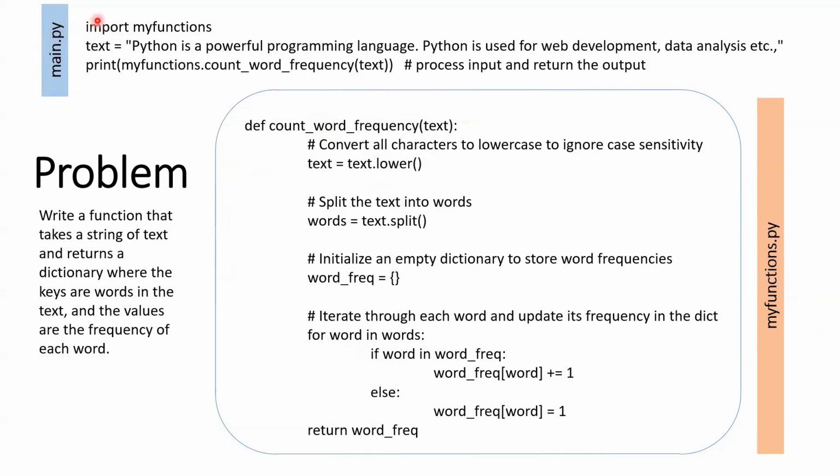Okay, my main function is import my functions. Text maybe you can give anything. So text to say: Python is a very powerful programming language. Python is used for web development, blah blah blah. So straight away print my functions dot count word frequency function call, text input. And you can split into 2 lines or whatever. So straight away we are printing, and print the returned word frequency dictionary.